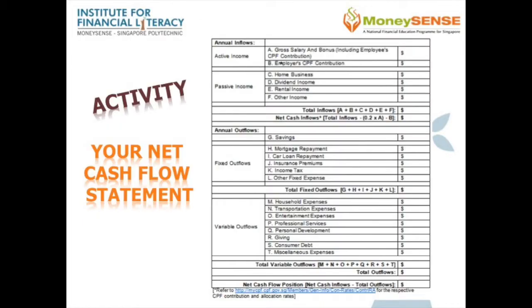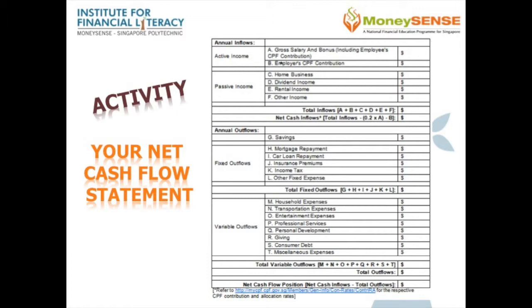Your net cash flow position. When you look at the net cash flow statement itself, you will notice that there are two main categories, your inflows and your outflows. And within the inflows itself, there are two subcategories, your active income and your passive income.